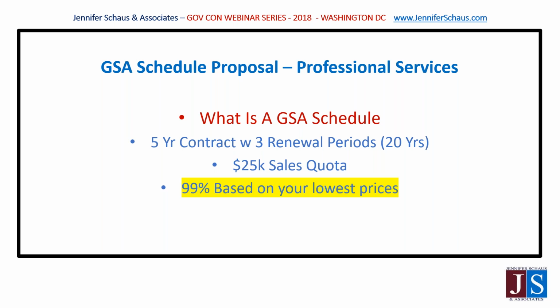There's then a renewal period. There are actually 3 renewal periods. So start to finish, the GSA schedule can be a 20-year contract for you. At the end of the 20 years, you are able to then download the solicitation for the GSA schedule that's applicable to you, reapply, and get back on.